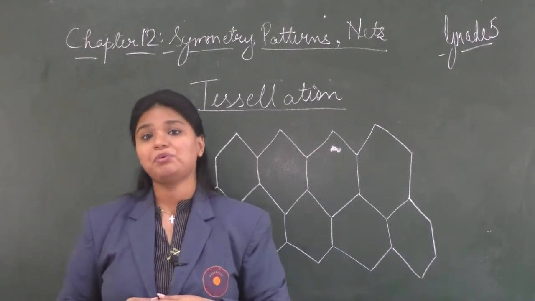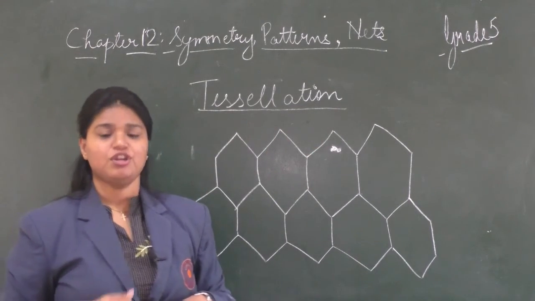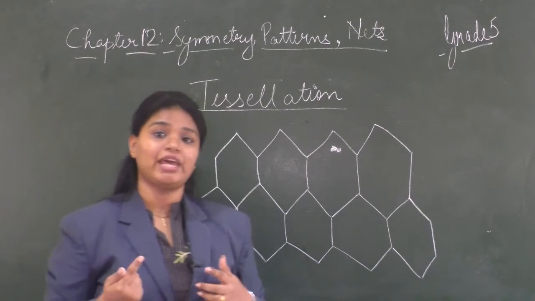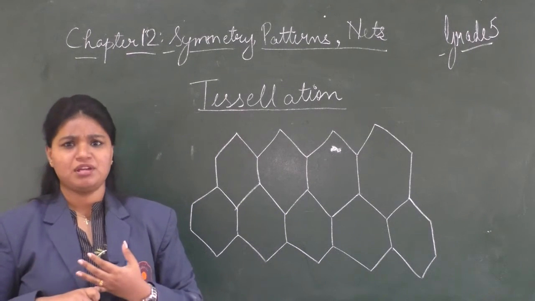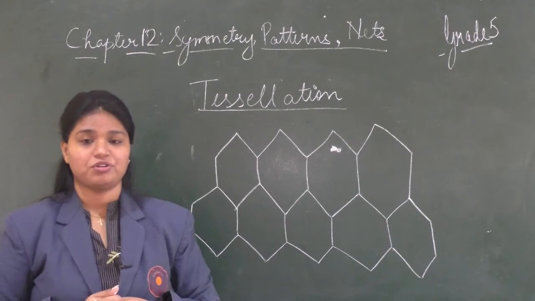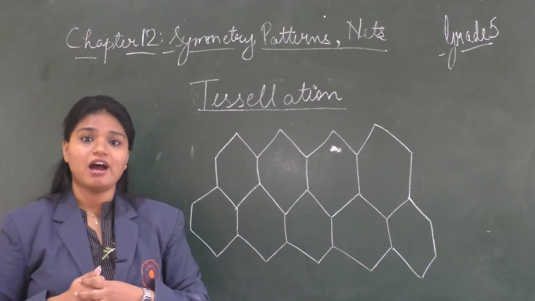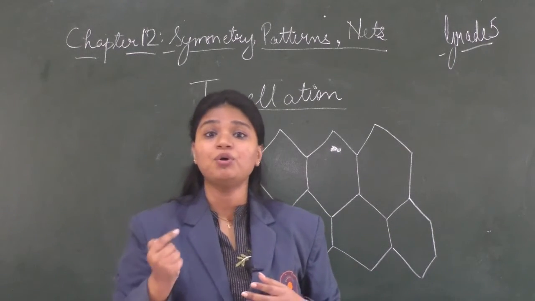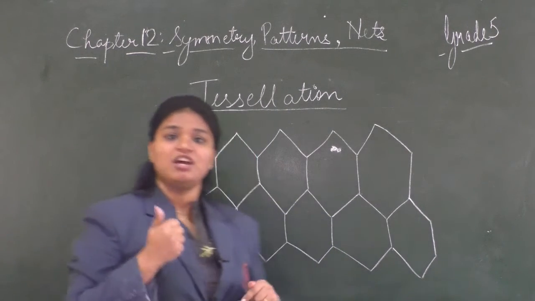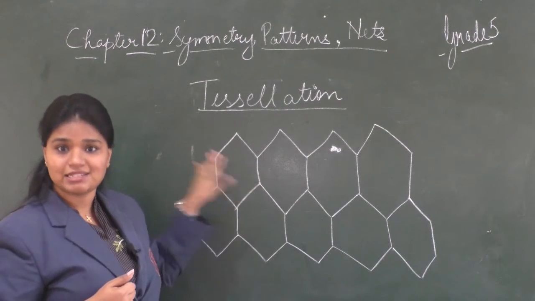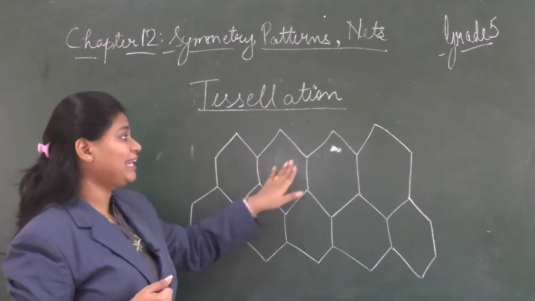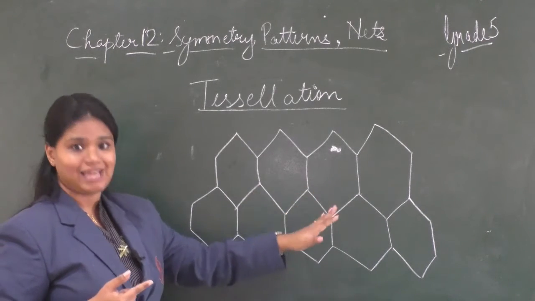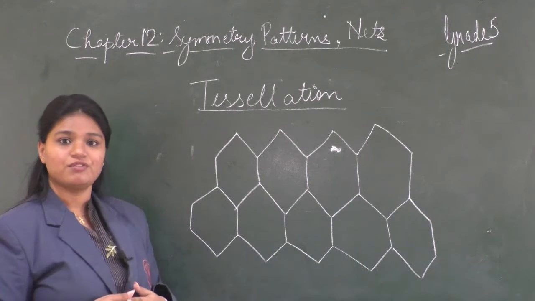Now, let us learn about the term tessellation. What is tessellation? When shapes are repeated over and over again without a gap. Now notice the tiles on the floor. Did you notice? They are the same shapes which are repeated over and over again, but there are no gaps between them. Yes, here also I have a hexagon, right? Now there are many hexagons which have been repeated again and again without any gap. So here a tessellation is formed.